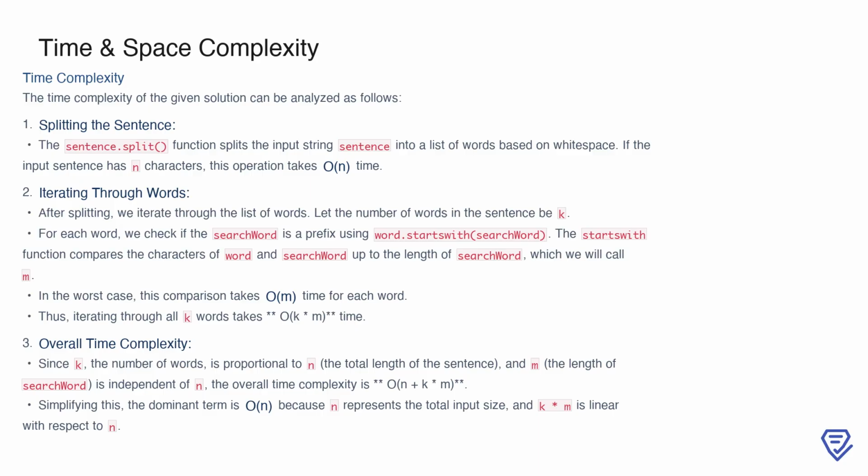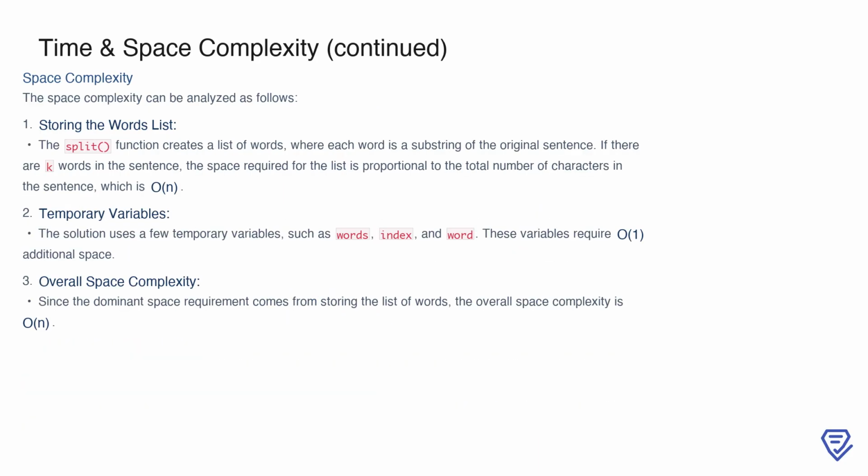Now, because the number of words k is proportional to the total number of characters n in the sentence, and m is independent of n, we combine these terms. The overall time complexity simplifies to O(n), as the term k*m is linear with respect to n and doesn't dominate the analysis. Now, let's look at the space complexity.